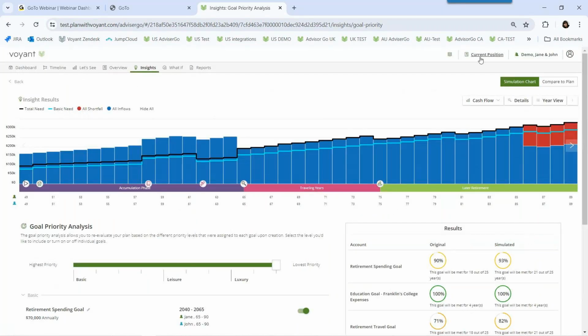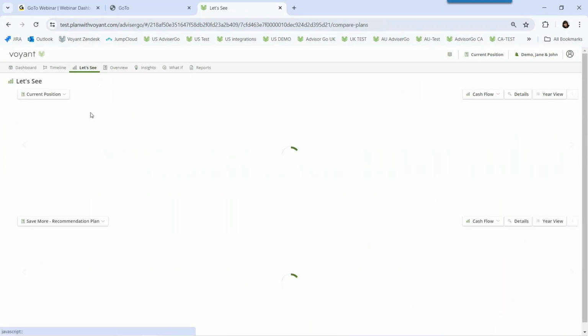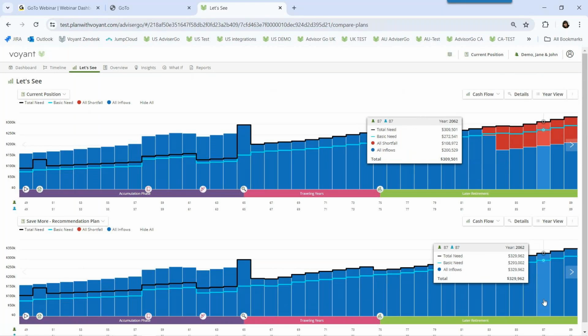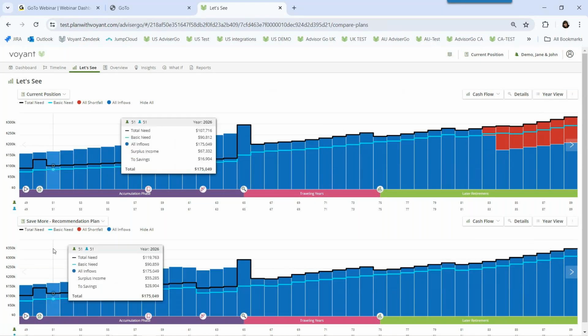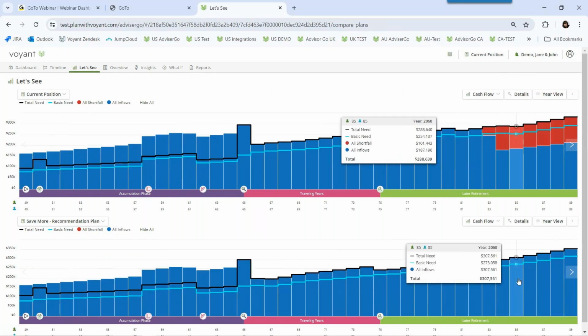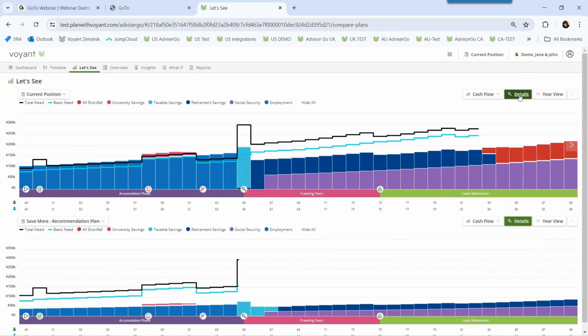Once you've created the what if scenario based on your recommendations, you'll be able to see it here in the top right. And you can always select manage plans to change the names of your what if scenarios if you want to customize them. And then when you're ready to present your recommendation, you can go back to the Let's See, Compare Plans chart view, and then we can look at our current position in juxtaposition against what we're recommending. So in this example, I'm using the annual savings insight value. We're adding that additional savings into their brokerage account each year, and now we can show them how we are preventing that shortfall in the future.